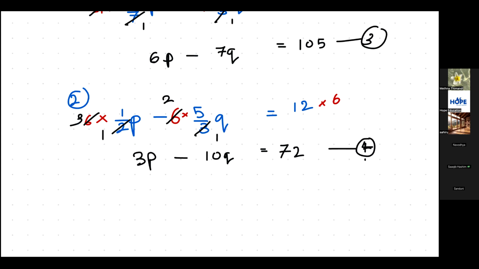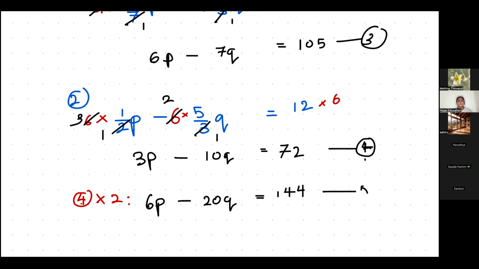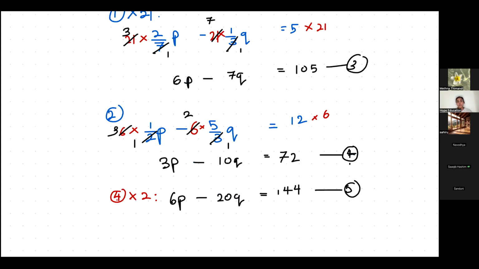The best way to equalize is to look carefully. Fourth equation, I multiply by 2. The fourth equation is 3p minus 10q equals 72. I multiply by 2. So 2 times 3p is 6p, minus 2 times 10q is 20q, equals 2 times 72 is 144. Now this is my equation number 5. Then look, children, equation number 3 and equation number 5.